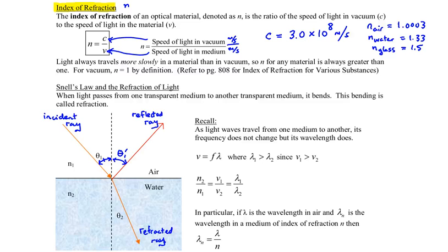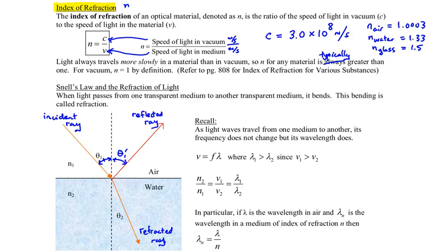You may also note that the index of refraction is typically greater than 1. Not really always. And the reason why we would say that is really due to relativity, that nothing can go faster than the speed of light in a vacuum.